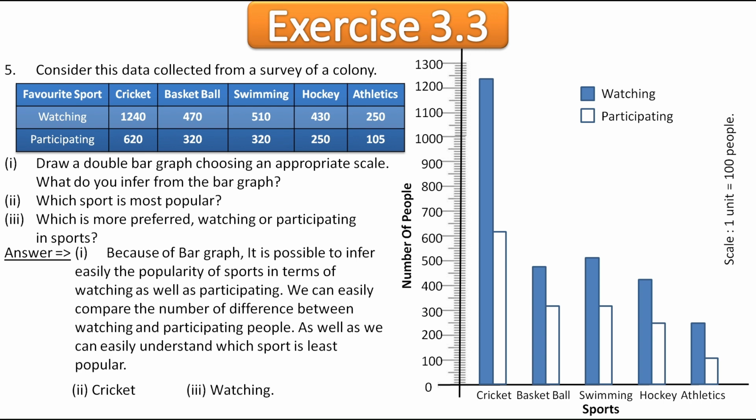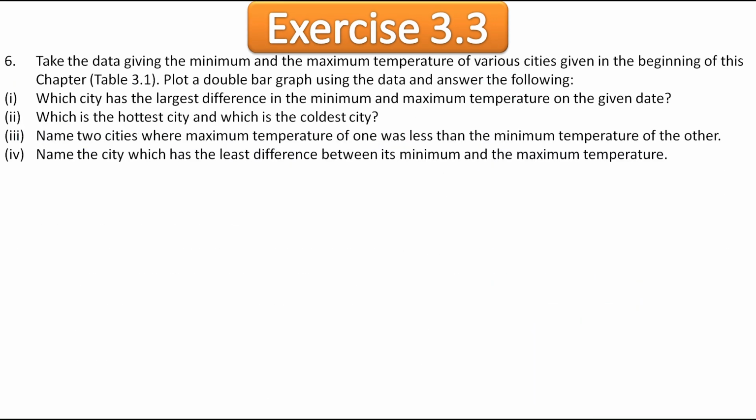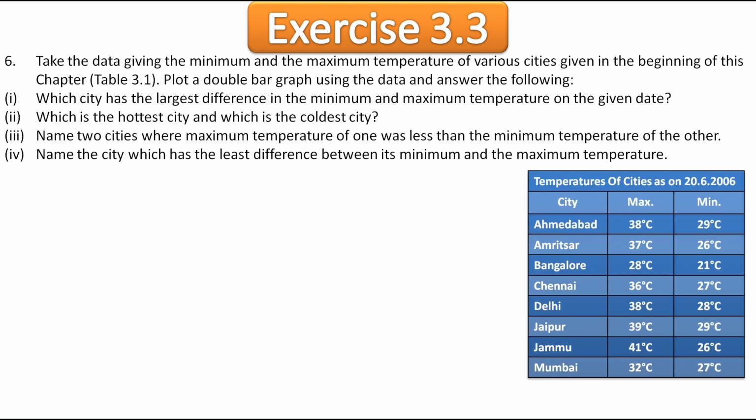Now let's move to the next question, the sixth one. Take the data giving the minimum and maximum temperature of various cities given at the beginning of the chapter. Plot a double bar graph using the data and answer the following. This is the information given, so we have to draw a double bar graph. Let's use the information and draw it.